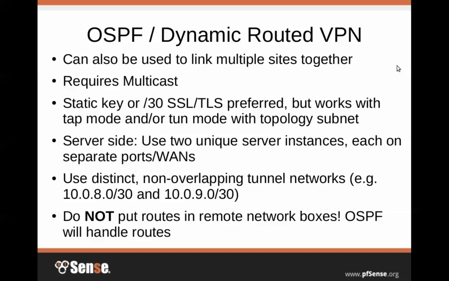Now, lastly, we're going to get into OSPF and dynamic routed VPN. I'll give a little bit of info on how to set up the OSPF daemon as well. You can use it to link multiple sites together so long as you're careful about your OSPF metrics and paths and things. If you have a central hub and a lot of external sites, it's pretty fine to do. They can all talk to the OSPF instance on the main site, and it's happy.